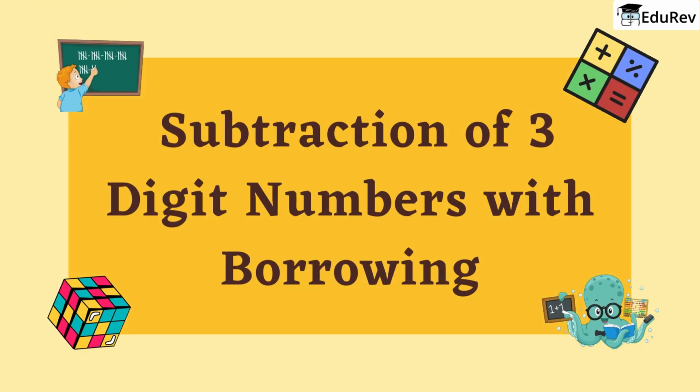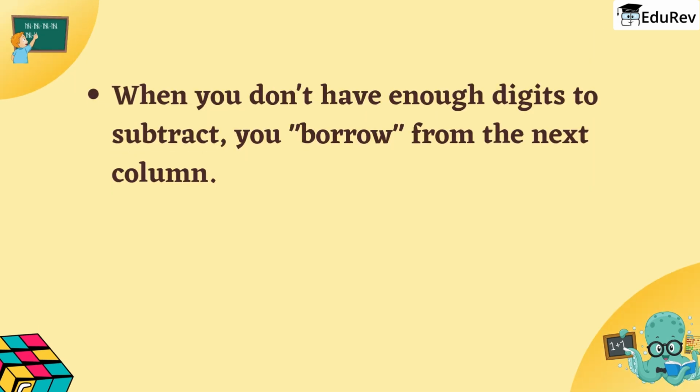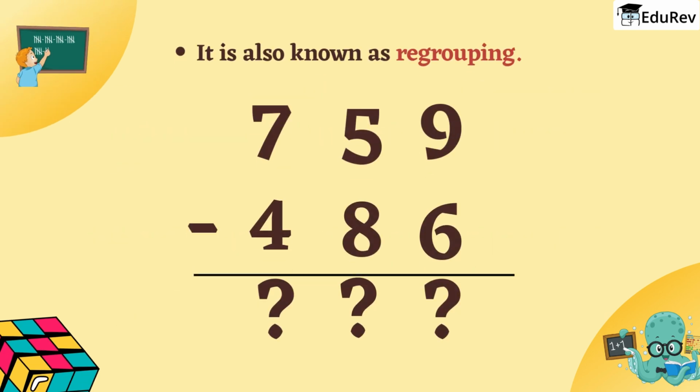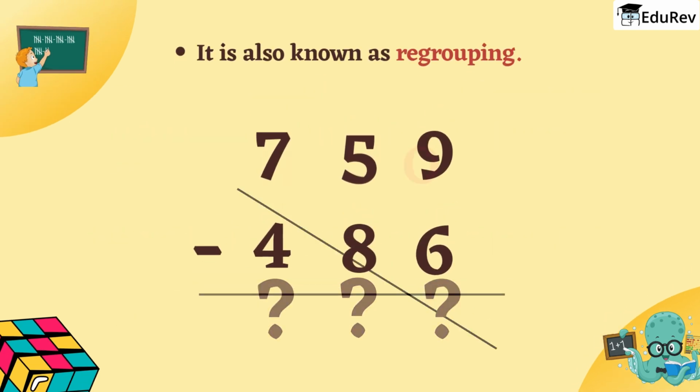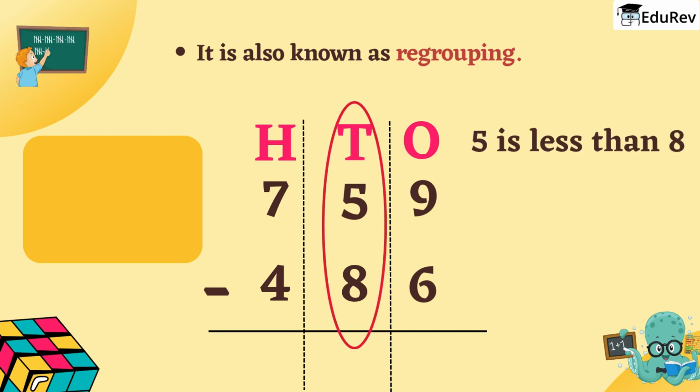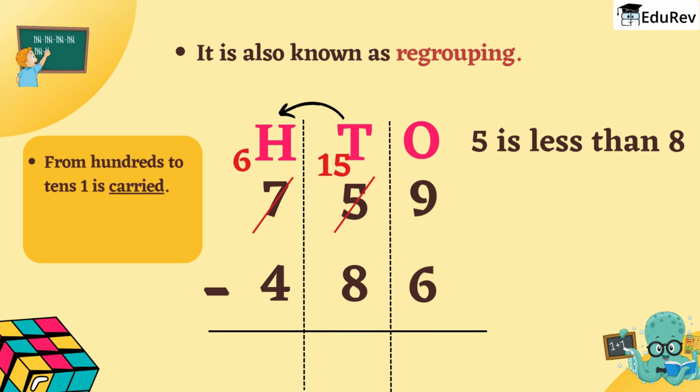Now, let's move on to subtraction of 3-digit numbers with borrowing. When you don't have enough to subtract, you borrow from the next column. You take 1 from the next column and add it to the current column to make the subtraction possible. This is also known as regrouping. For example, if we have 759 and we want to subtract 486, we see that 5 is less than 8. So we borrow 1 from the hundreds column. From hundreds to tens, 1 is carried. The 7 becomes 6 and the 5 becomes 15.